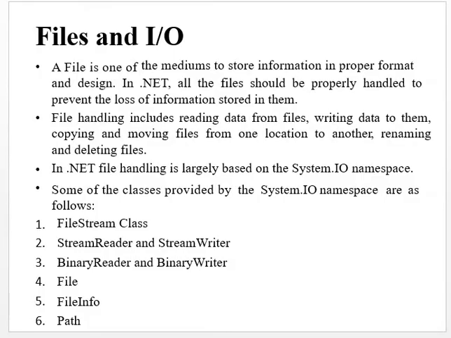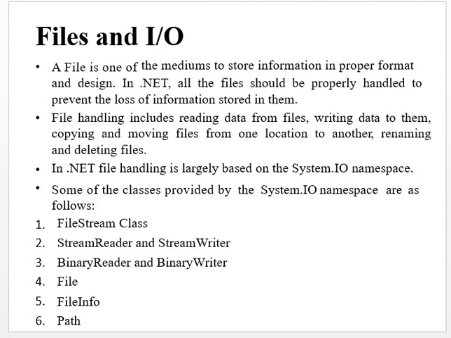Now we will discuss file and IO. IO means input output. A file is one of the mediums to store information in proper format and design. In .NET, all the files should be properly handled to prevent the loss of information stored in them. We use files to store our data, and when we require that data, the reading and writing procedure will be performed with the help of the file class only.